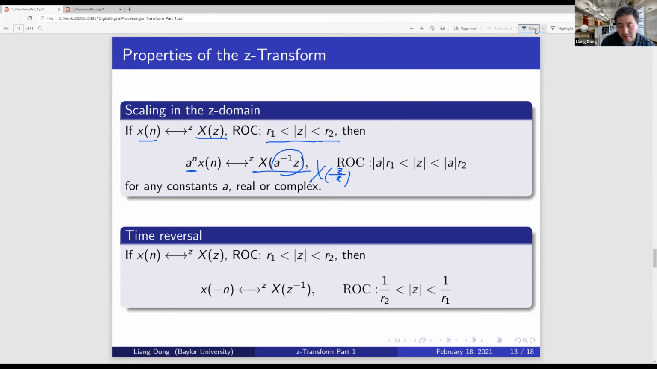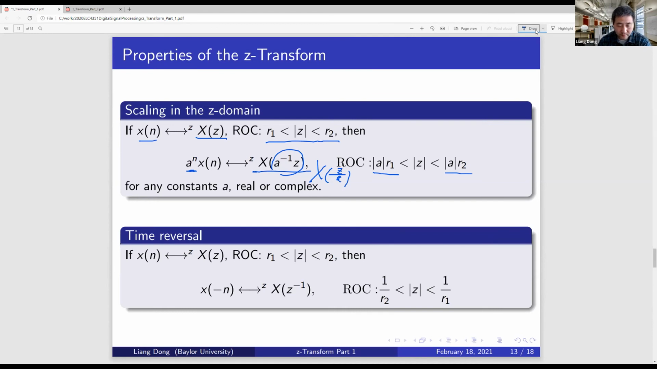Region of convergence is, if a is a positive number, a greater than 1 number, you expand it into a R1 and a R2. You expand this ring, but the inner circle and outer circle expand at the same time. To prove that, again, the same thing, we're using the definition equation of the z transform. We can prove this easily.